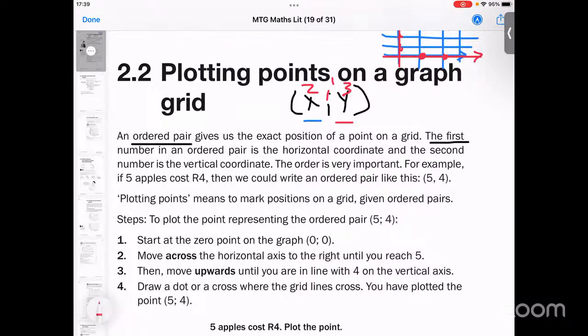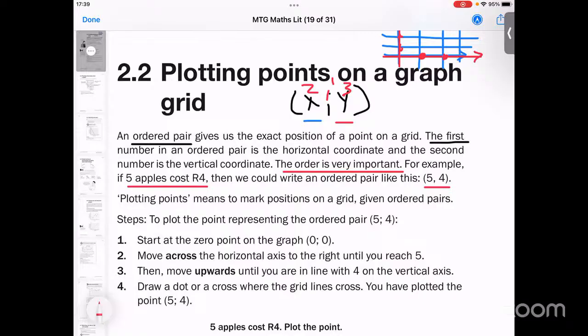Okay, then it's fine. Let's see. So the order is very, very much important. For example, if 5 apples cost 4 rands, then we could write an ordered pair like this, which means for 5 apples, it will cost you 4 rands.